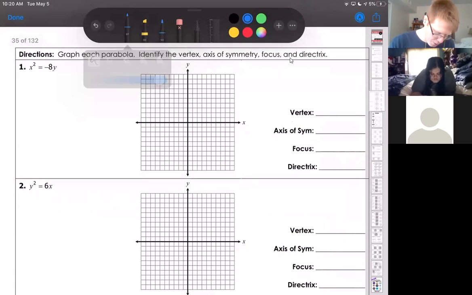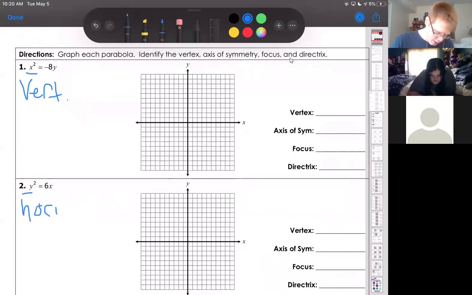That means it's going to open up or down, and we'll find our p-value in a sec to figure out which. But it's vertical because the x part is squared. For example, in number 2, the y part's the squared part, so that's going to be a horizontal parabola. That's the first thing you want to think of.